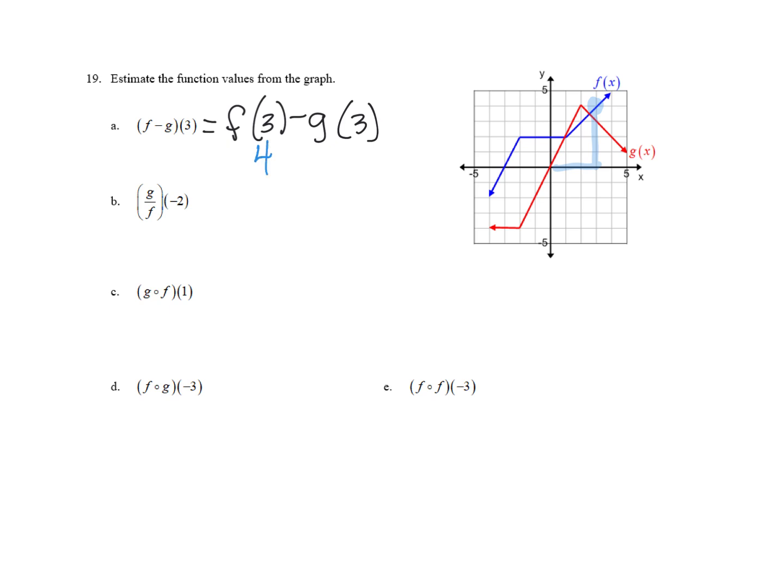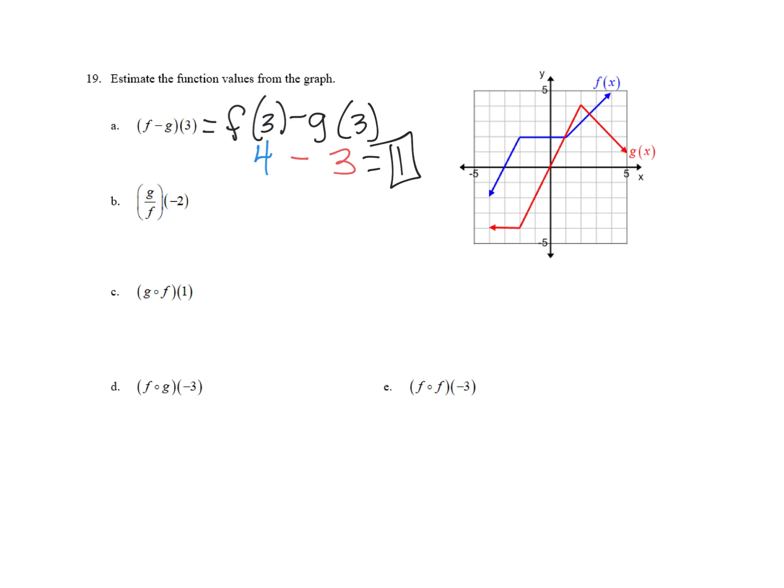Now I'm going to find g of 3. Well, g of 3, again, go out to 3, and now I'm going to look up to the g function, the red function, and that is at 3. So g of 3 is 3. The result of my operation of subtraction would give me 1. So f minus g of 3 equals 1.